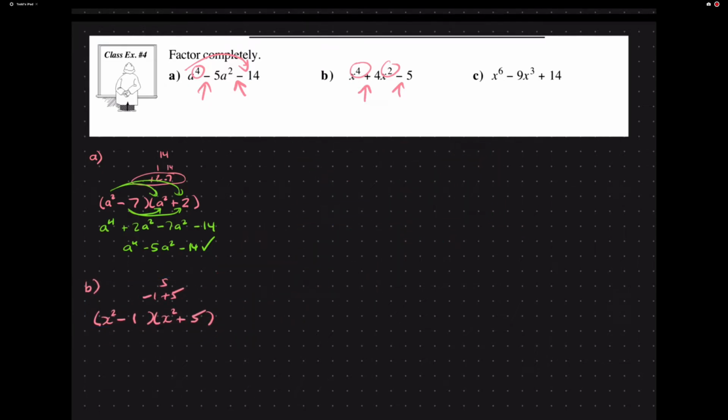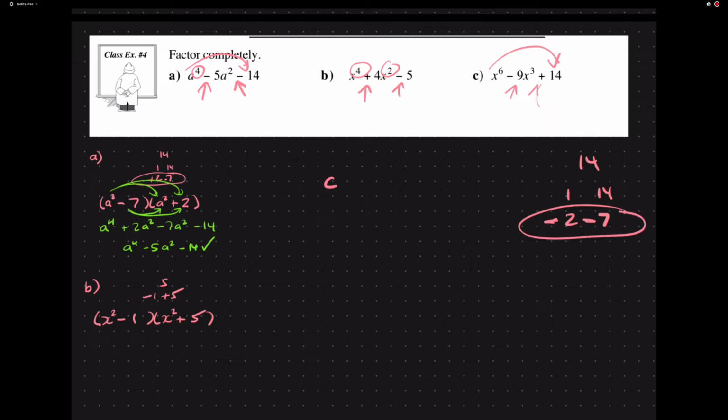Okay, so example C, I now have x to the power of 6. But again, it's going to be that 1 times the 14, which is 14. Break that up into 1 times 14, 2 times 7. The signs are the same, and they're going to add in this case. So this tells me the signs are the same, should add together to be negative 9. So 7 and 2 is 9, and they're both going to be negative.